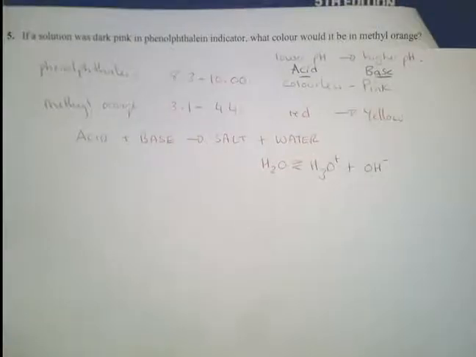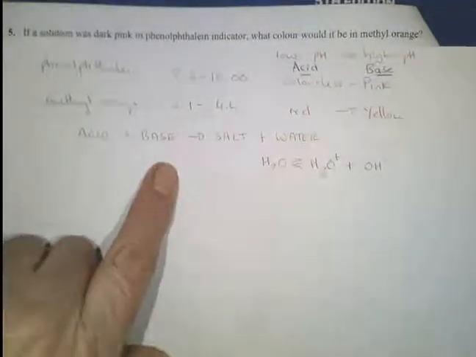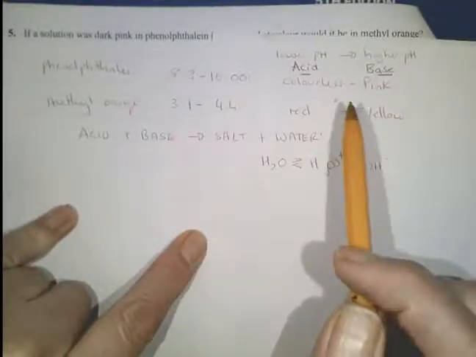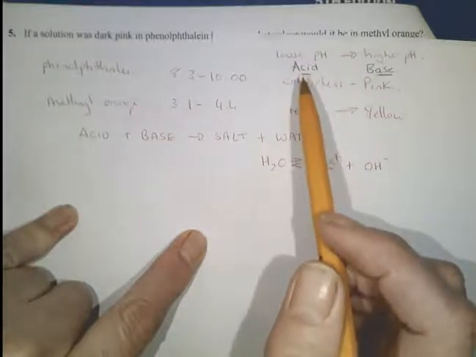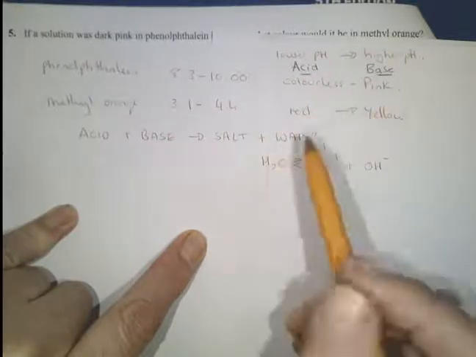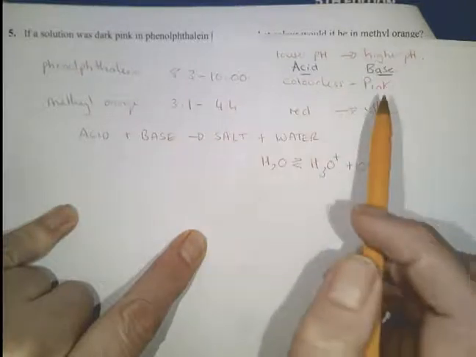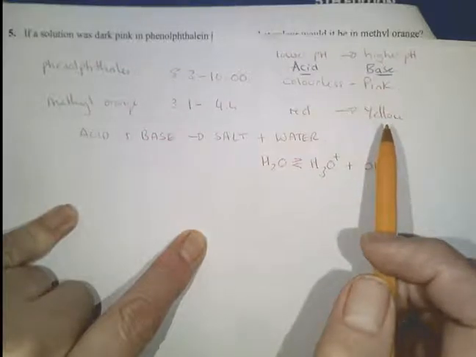Okay, if a solution was dark pink in phenolphthalein, what color would it be in methyl orange? So in your data booklet, you've got the pH that it changes from and to. It would probably be a good idea to write in your data booklets that low pH means it's acid and high pH means it's base. So you need to start decorating your data booklet. So if it's dark pink, then it must be basic. So methyl orange would be yellow.